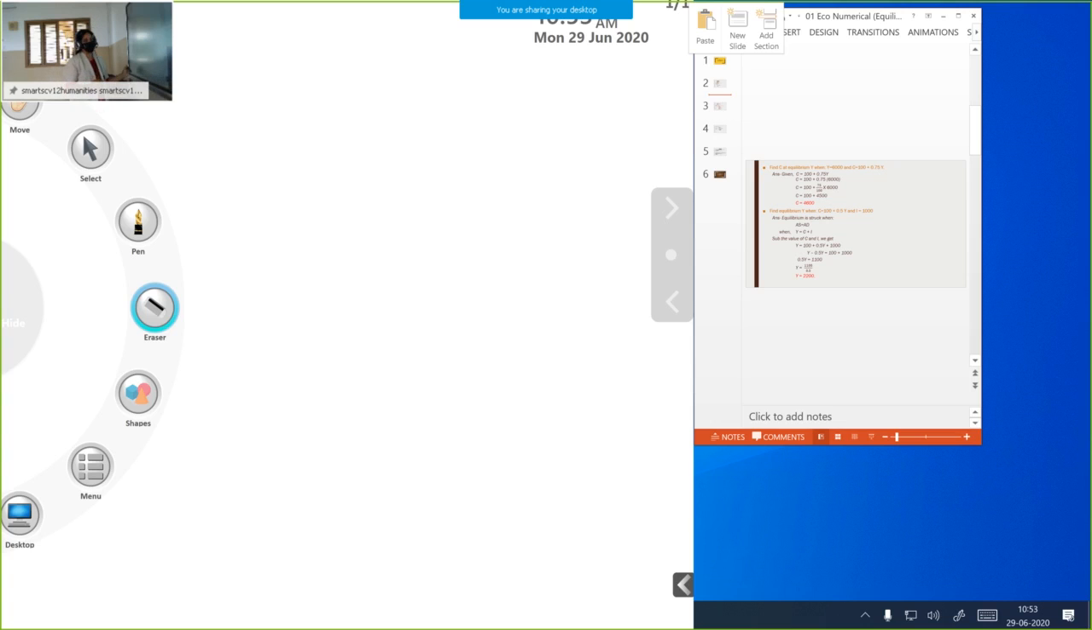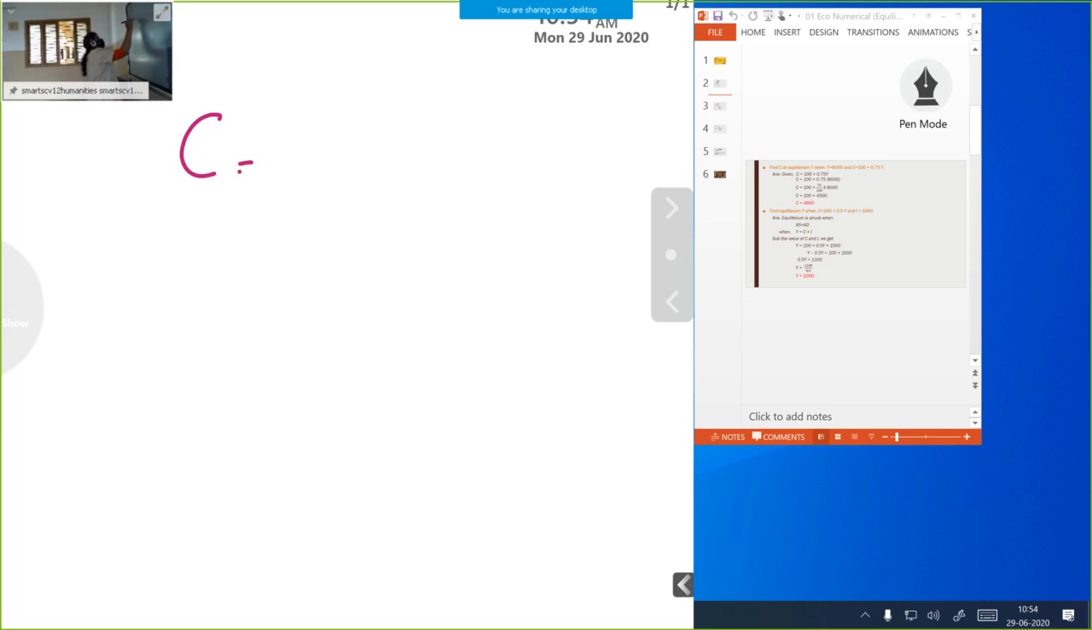The numericals we can do. Here one question: find C at equilibrium Y when Y is equal to 6000 and C is equal to 100 plus 0.75 Y. We have to find out consumption expenditure. So our question is consumption expenditure. We should write the formula for consumption expenditure, C dash plus bY. Then go through the question.